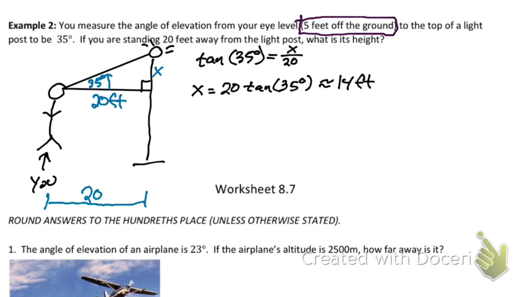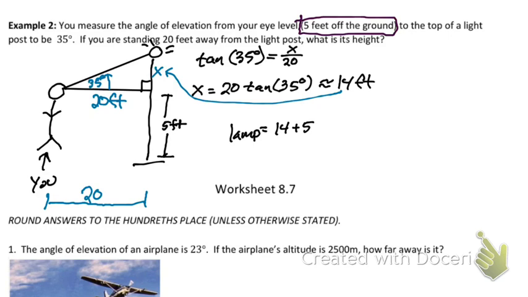But we have to be smart here. That 14 is just the height of that x. We have to account for all of this space here. And just a quick reminder, that's why I circled that 5 feet off the ground. We actually have to add 5 feet to this because your eye level is 5 feet off the ground. So the actual height of the lamp is going to equal 14 plus that additional 5 feet, which is going to equal 19 feet.